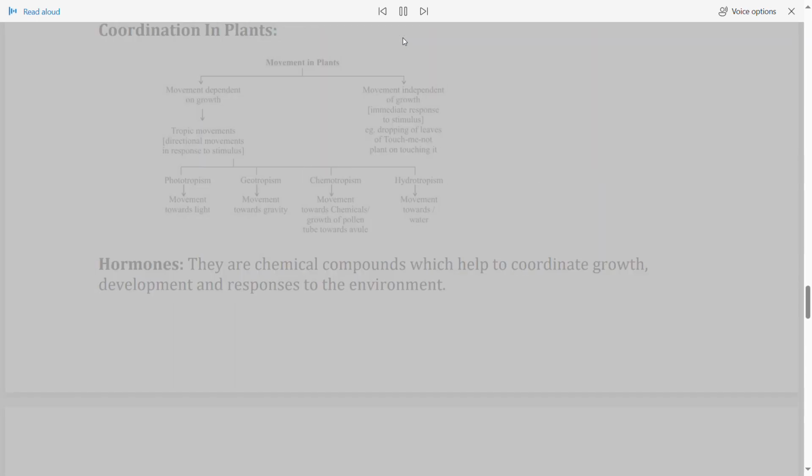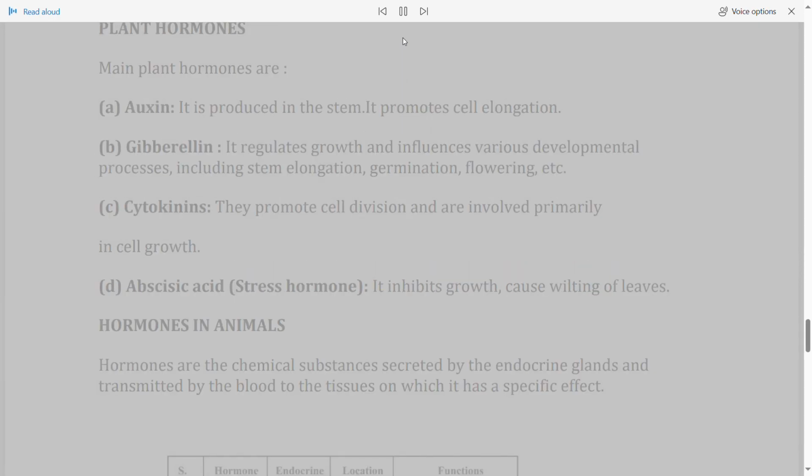Coordination in plants. Hormones, they are chemical compounds which help to coordinate growth, development and responses to the environment. Plant hormones. Main plant hormones are A. Auxin, it is produced in the stem. It promotes cell elongation.